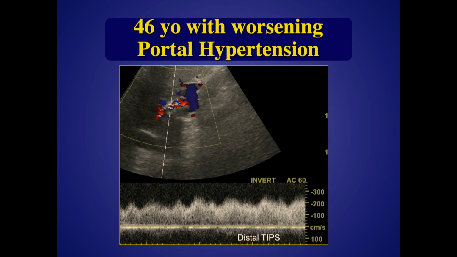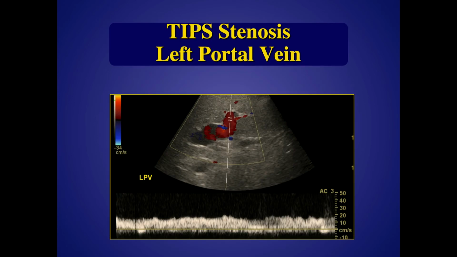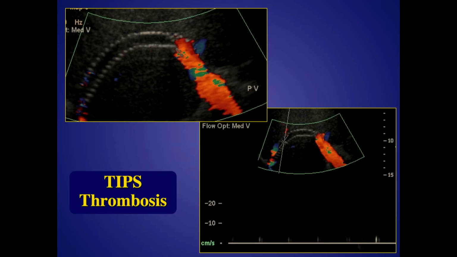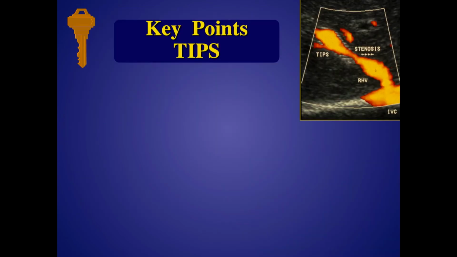Here's a patient who had worsening portal hypertension. In the distal TIPS, the velocity is close to 300 centimeters per second, and in the proximal portion of the TIPS, the velocity is less than 20. Very classic. Here's an example of a thrombosed TIPS.